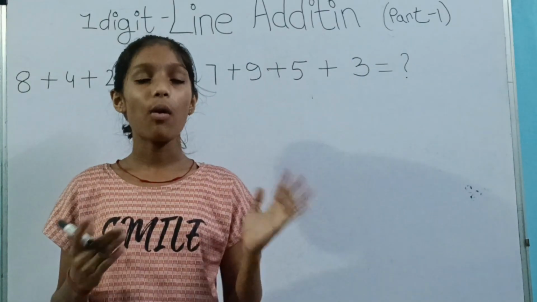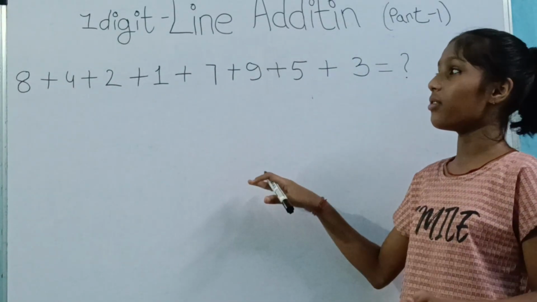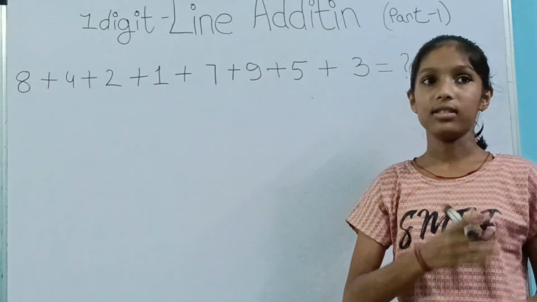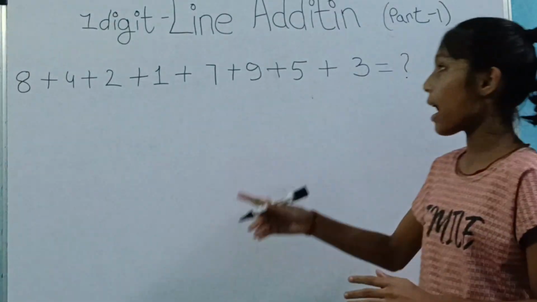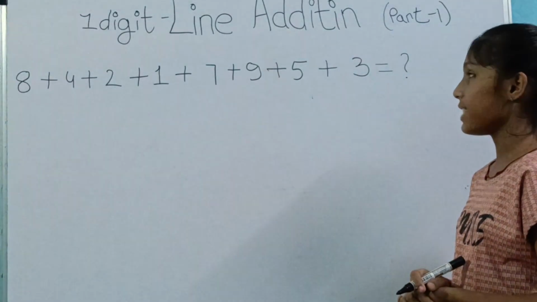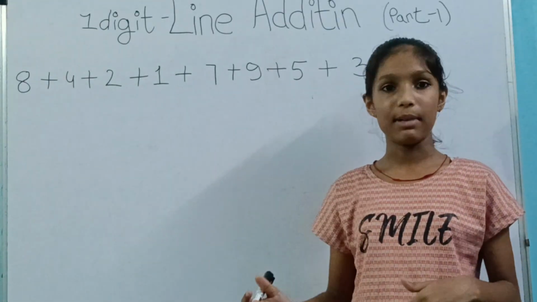So we are going to learn line addition. So what exactly is line addition? Line addition means when we write numbers in a row and we carry numbers and drop 10. So here's an example: 8 plus 4 plus 2 plus 1 plus 7 plus 9 plus 5 plus 3. Here we are going to find the answer by using the line method only.